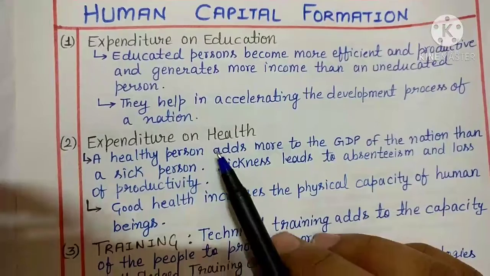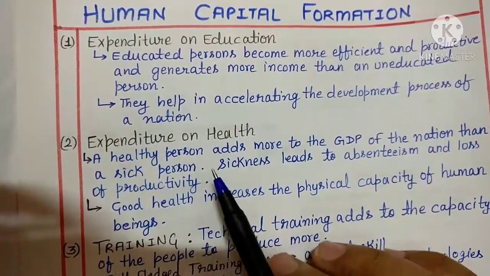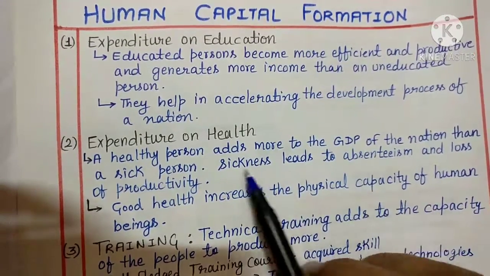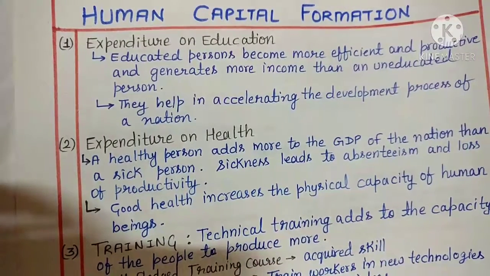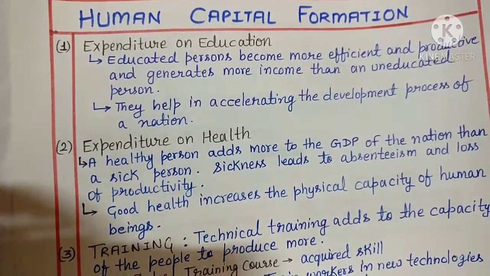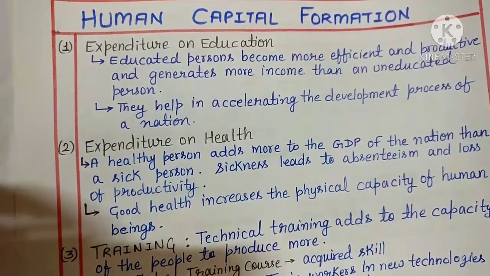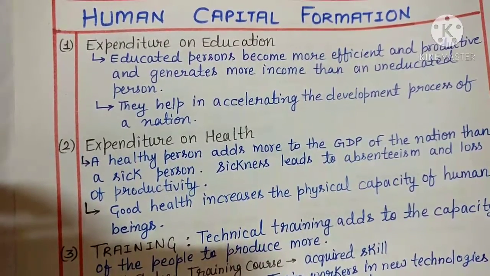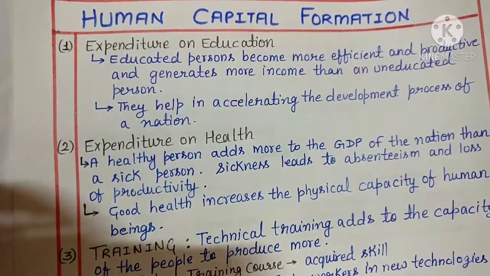Then comes expenditure on health. See, a healthy person adds more to the GDP of the nation than a sick person. GDP means national income of the nation. A sick person always has excuses for absenteeism. It means he will be absent from his work, and it creates a loss of productivity, because he will not do his work.